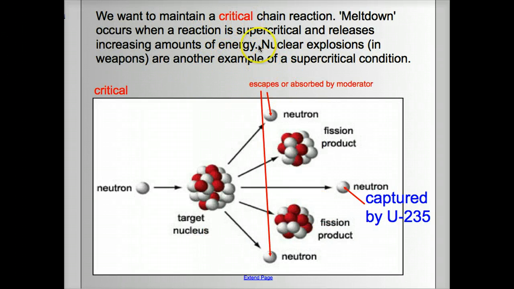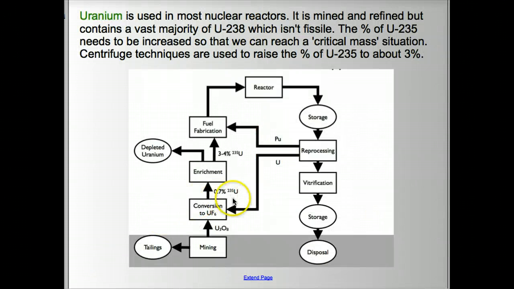So as I just mentioned, we want to maintain this critical situation whereby 2 of these neutrons, if 3 are produced, are captured or absorbed, and 1 will go on to produce a subsequent fission. So uranium is in most nuclear reactors, and it's uranium-235 which is fissionable. But where it is mined, the percentage of uranium-235 out of the ground is actually pretty small. It's around about 0.5% compared to the amount of uranium-238. So it's necessary to actually enrich the uranium to increase the percentage of uranium-235. Otherwise, it's just not possible to reach a critical mass situation.